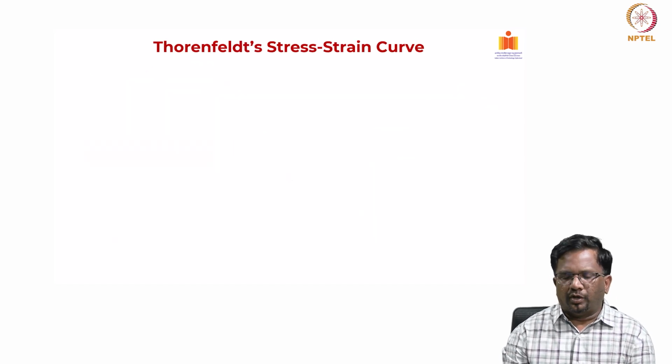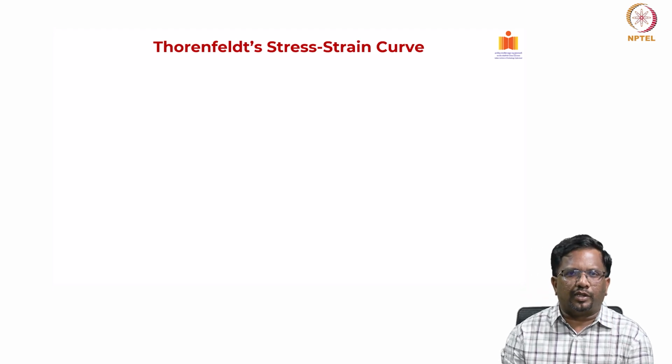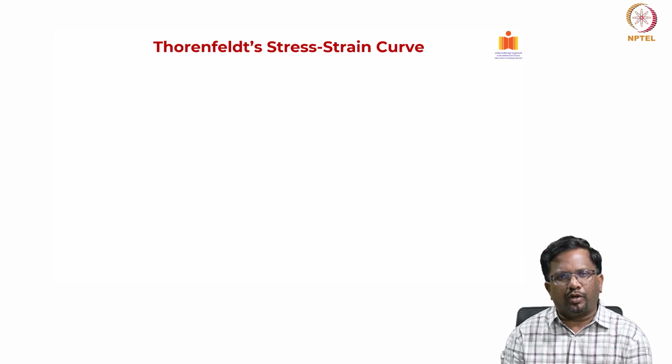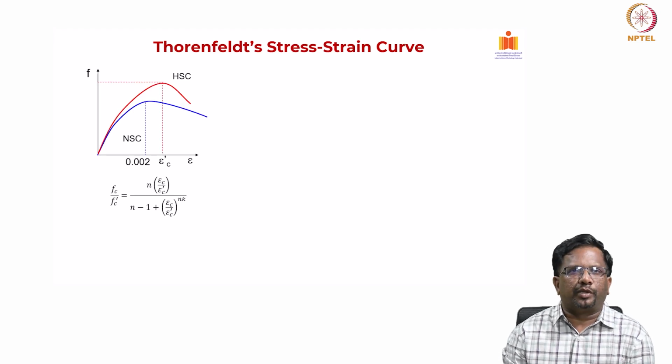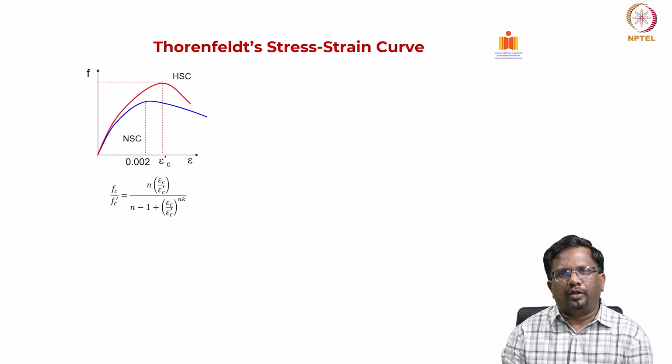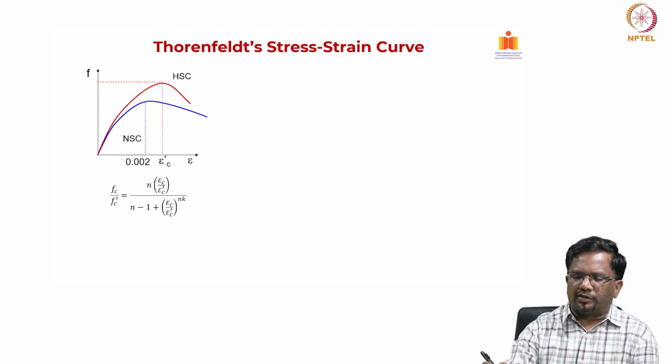Now, we have models like the parabolic model developed by Hognestad that is typically used in design for normal strength concrete. But Thorenfeld developed a very unified stress strain curve model for different types of concrete. So, this is again the stress strain curve for concrete.